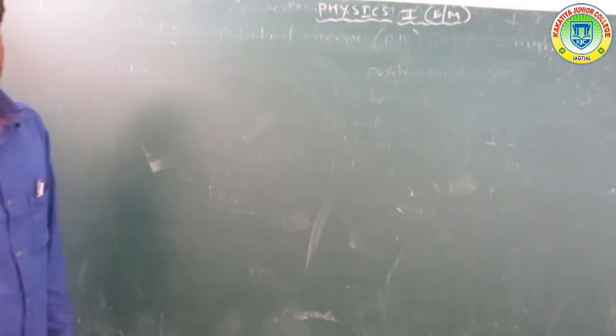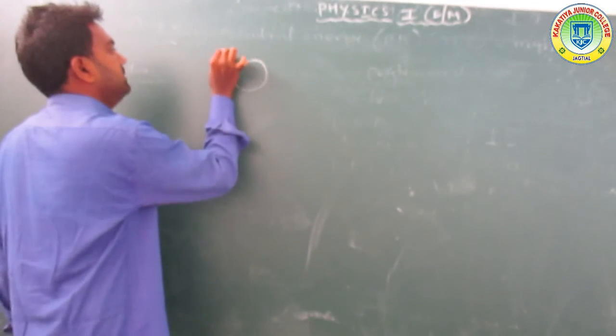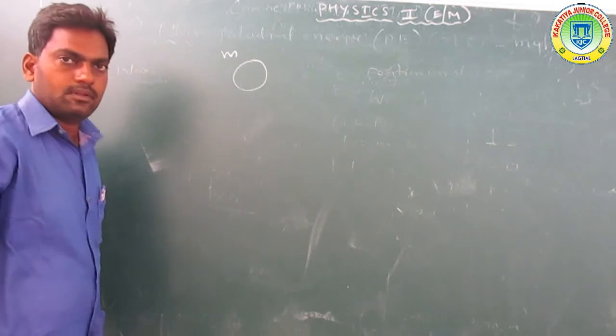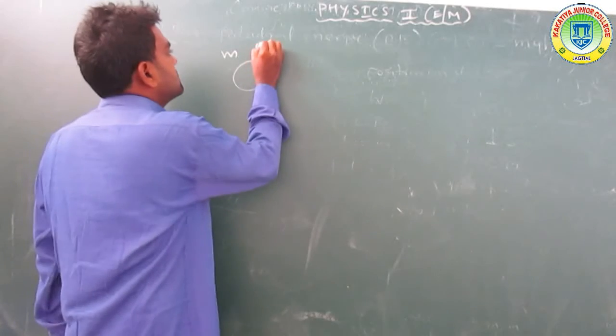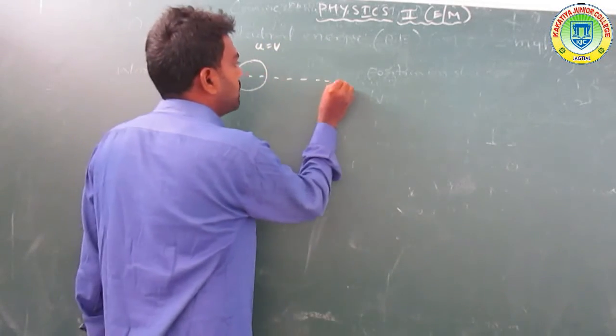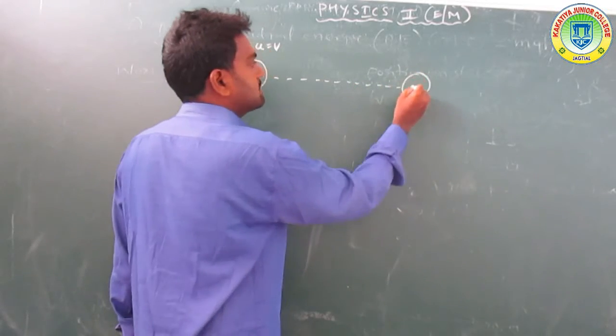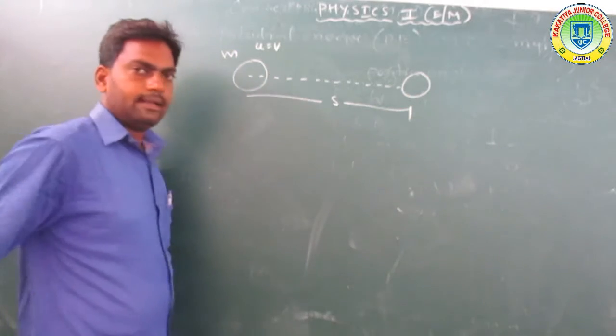So first of all, take the diagram. Here the mass of the object is m. That is the rolling body. Consider the rolling body with initial velocity u equal to v. The body is moving through some displacement s. Clear that.